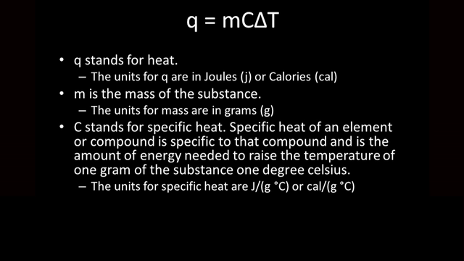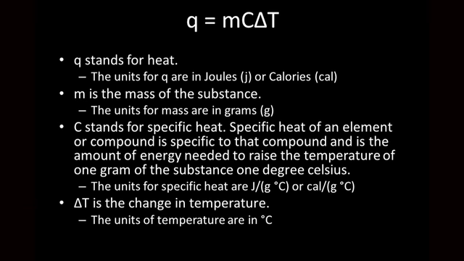Now C is termed the specific heat. The specific heat is a value that represents how much energy it will take for 1 gram of the substance to raise its temperature 1 degree. The units for specific heat are in either joules per gram per degree Celsius or cal per gram per degree Celsius. And finally, delta T is the temperature change. The units of the temperature change are in Celsius.